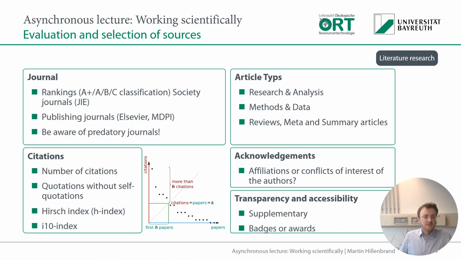The classification is with grades A+, A, B, and C. One of these rankings is the JIE. So just Google for JIE, and then you find a ranking of different journals, and you can also search for the journal of the paper you're reading right now and have a look at the journal ranking.